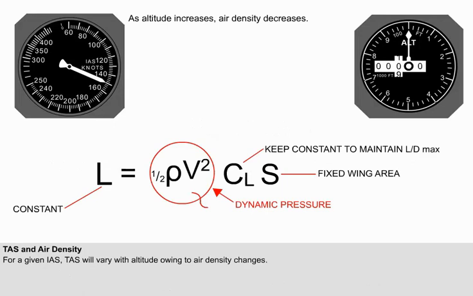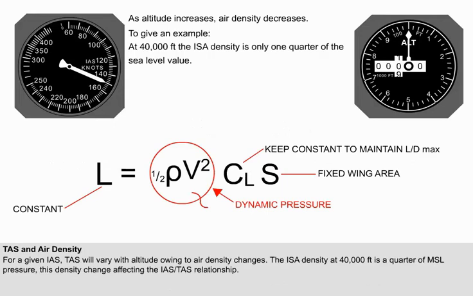There is a direct relationship between density and the TAS that an aircraft will achieve for a given IAS, usually in connection with a change in altitude, since density decreases as altitude increases. Considering the ICAO standard atmosphere, or ISA, in which the density at 40,000 feet is a quarter of that at mean sea level, we can see the changes in relationship that occur between TAS and IAS because of density change.